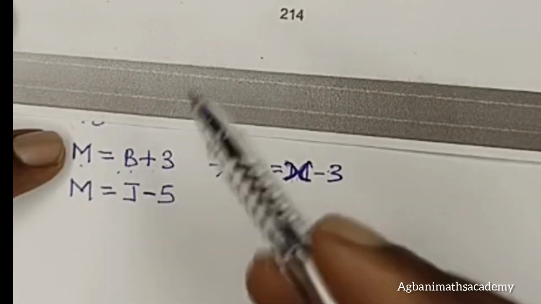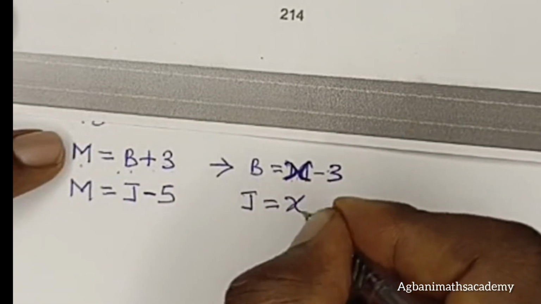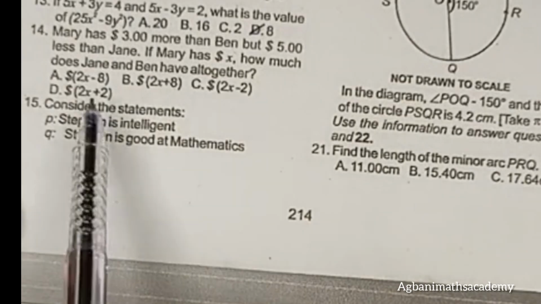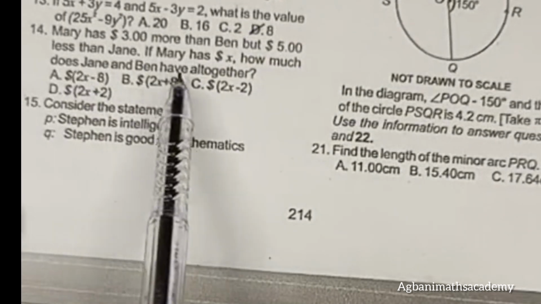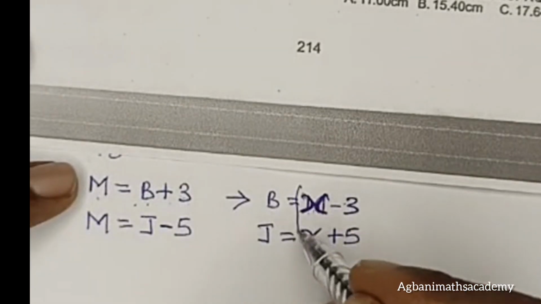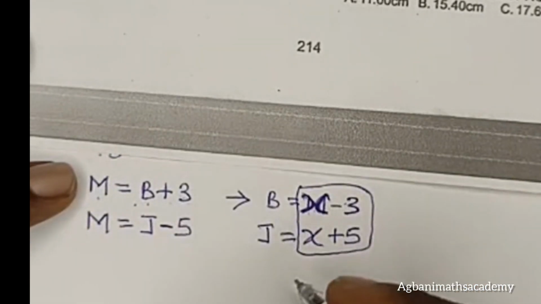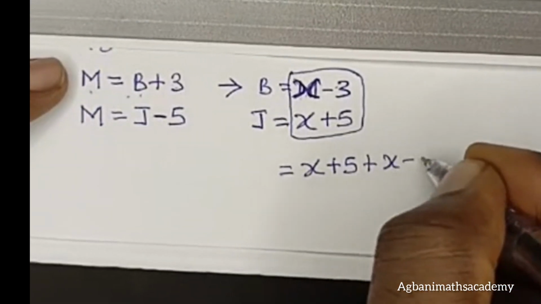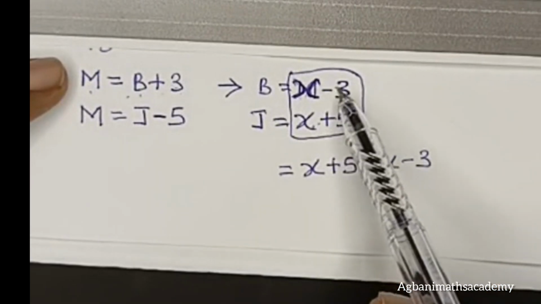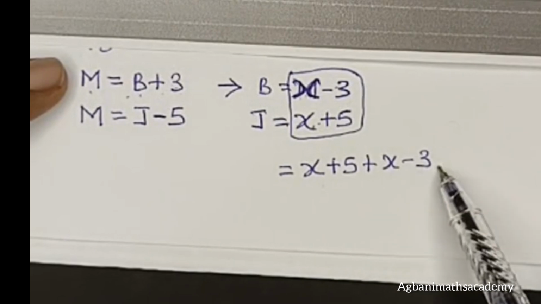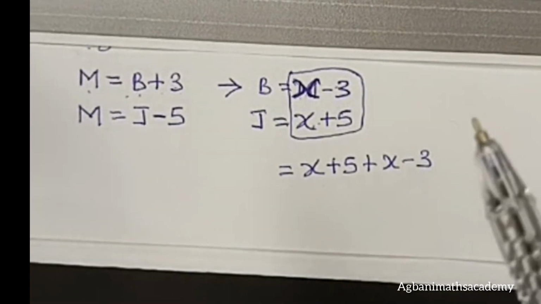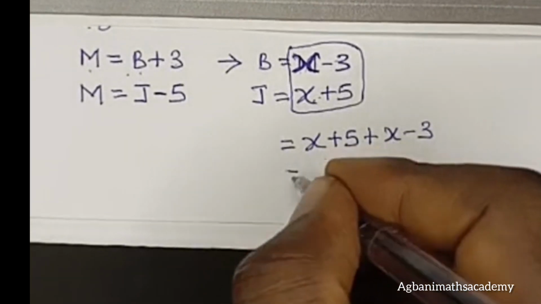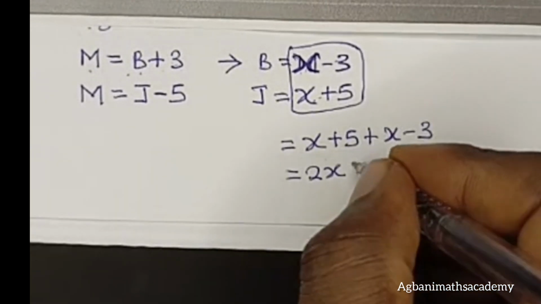And then Jane has whatever Mary has plus $5. So the question is, how much do Jane and Ben have altogether? That means we should add whatever Jane and Ben have together. So this will give us X plus 5 plus X minus 3, what Jane has plus what Ben has, because we are looking for what they have altogether. So X plus X gives us 2X, and plus 5 minus 3 gives us plus 2.